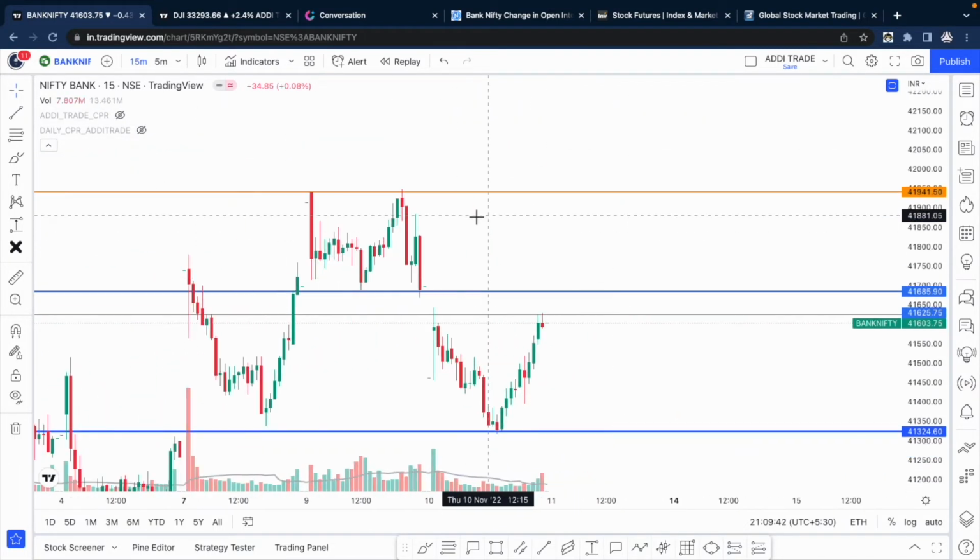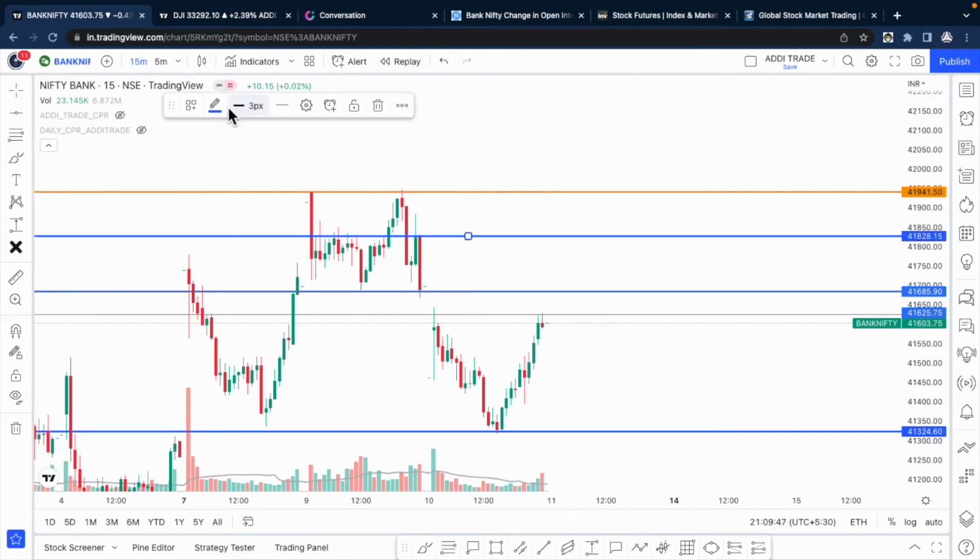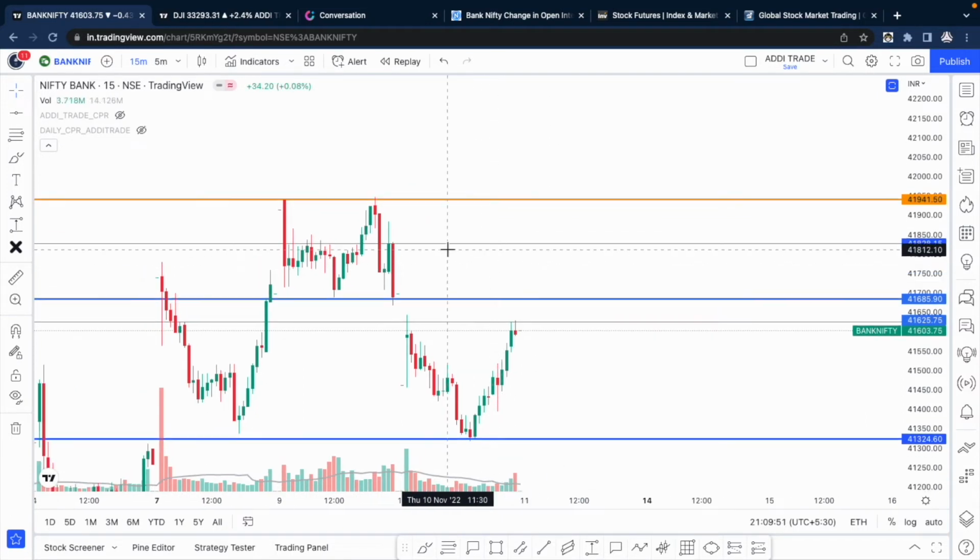And we can even add a reaction line over here, something like an intraday level where there will be some bounce. That is, the next target on the downside is 41,800, and then obviously 41,600.